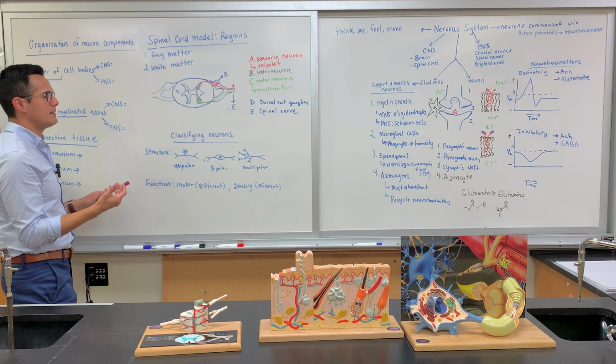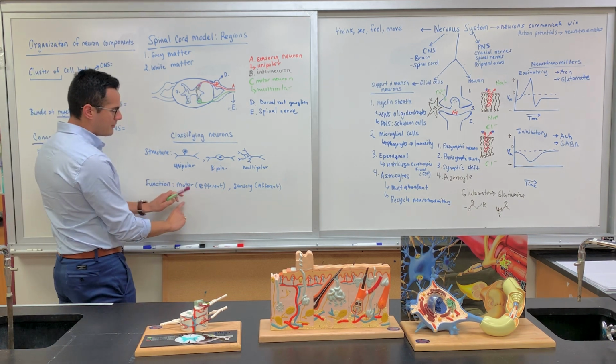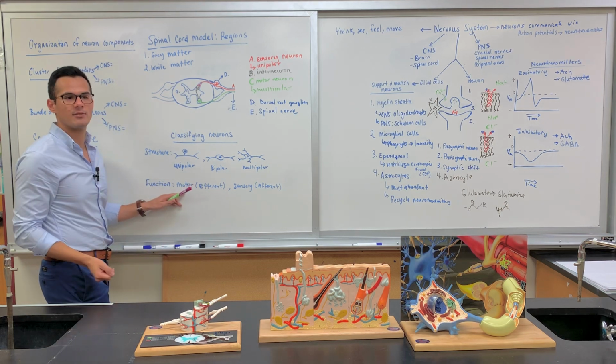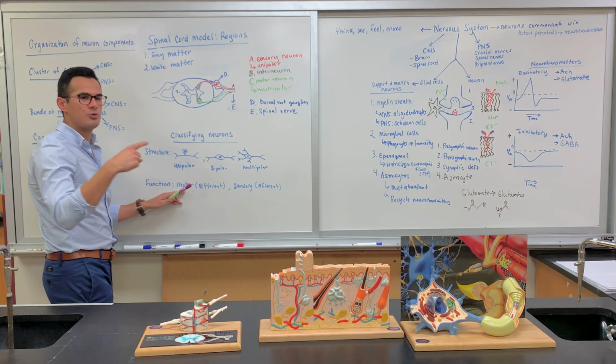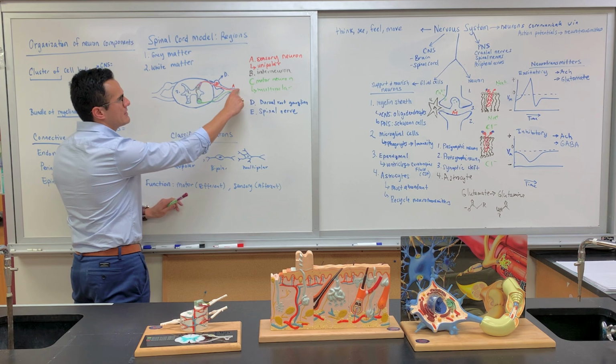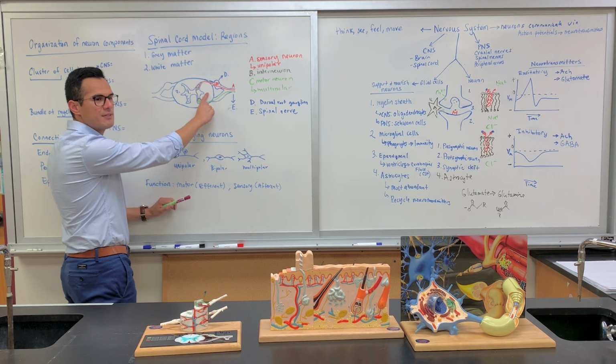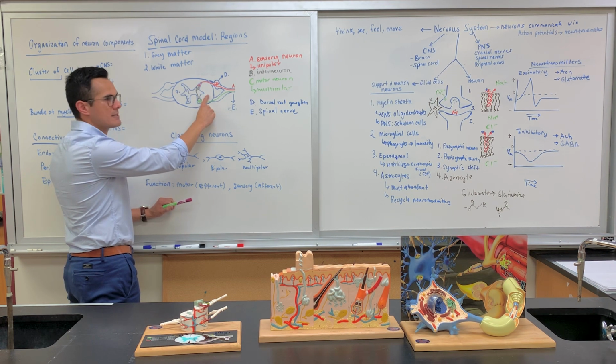So once again, we're classifying the neuron based off of the direction that the signal is traveling. If it's going to the central nervous system, we say that it's a sensory neuron. So this one is going to the central nervous system. What are the components of the central nervous system? The brain and the spinal cord, yes.